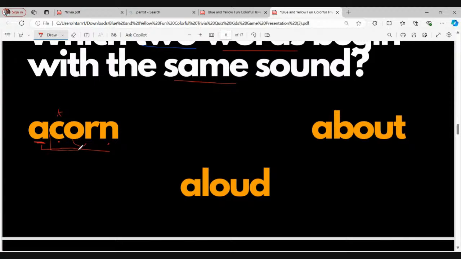So in this word, you can actually see the small word corn. So if you know that word, as in the food, corn, then you just add A to it and you hear acorn, acorn. So what is an acorn?